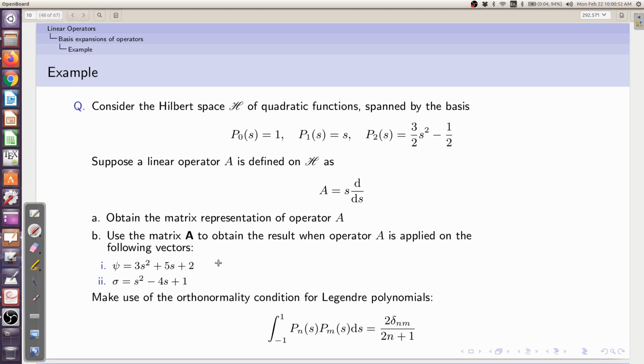What will happen when I do S d by ds of psi? What will happen if I apply S d by ds on sigma? So this is what we need to find out.